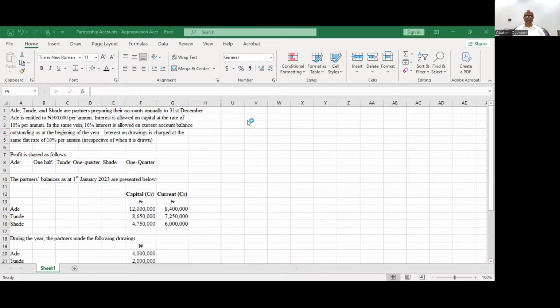So please let me just share my screen so that you can be part of what we are doing at this particular point in time. Just a moment. Today we are going to be using Excel basically to do this. I believe you can see my screen now. So we are looking at the appropriation part of the income statement of partnership.